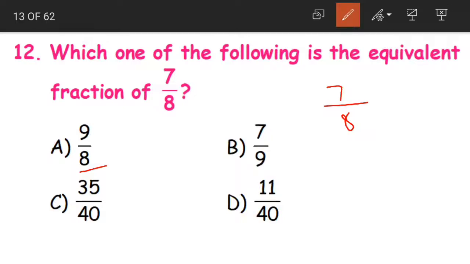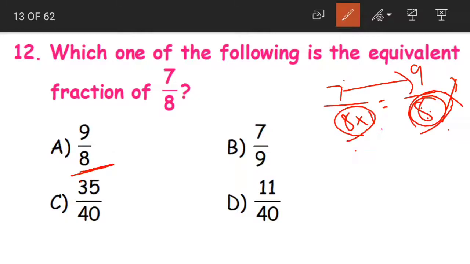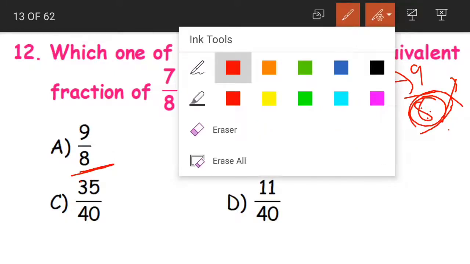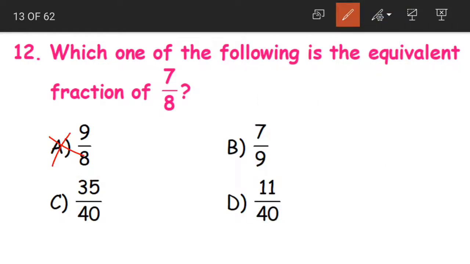Now if you take 9 by 8 for example, can 7 by 8 be equal to 9 by 8, children? No. Here the denominator is the same, unchanged, so the numerator should also have been the same, but it's not, so option A is wrong.